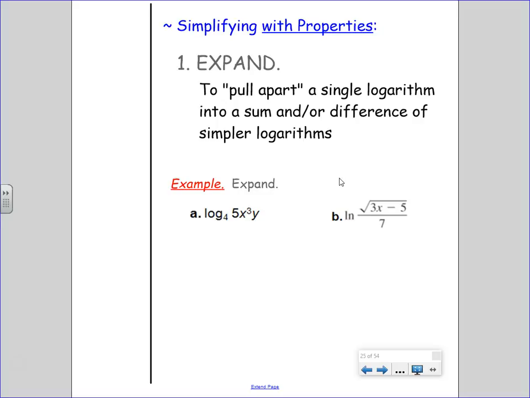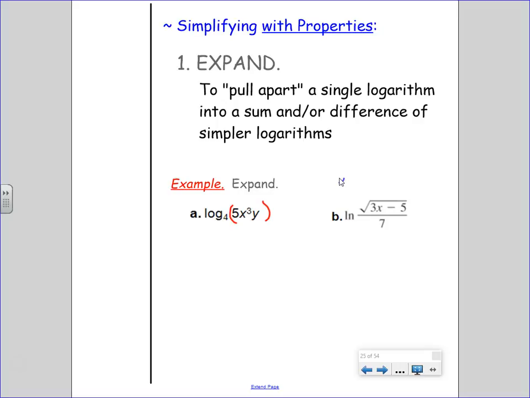Now, expand. That makes sense, hopefully, in the sense of we're making it bigger, we're making it broader, we're pulling it apart. But how are we pulling it apart? We're taking a single logarithm, 1 log, of basically some sort of packed argument. There's a lot going on. 1 log, in case I just covered it up, it's log base 4 of a packed argument, of a condensed argument. And we're trying to expand, we're trying to pull apart, but we have to use our properties.